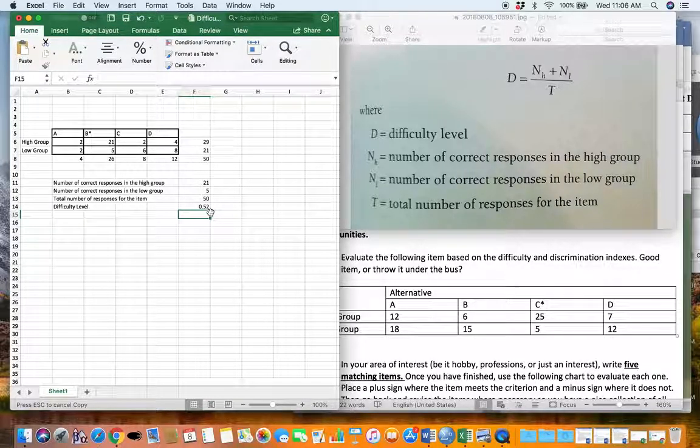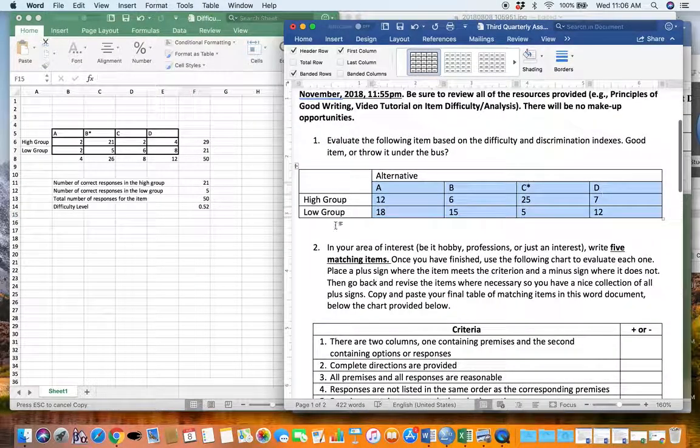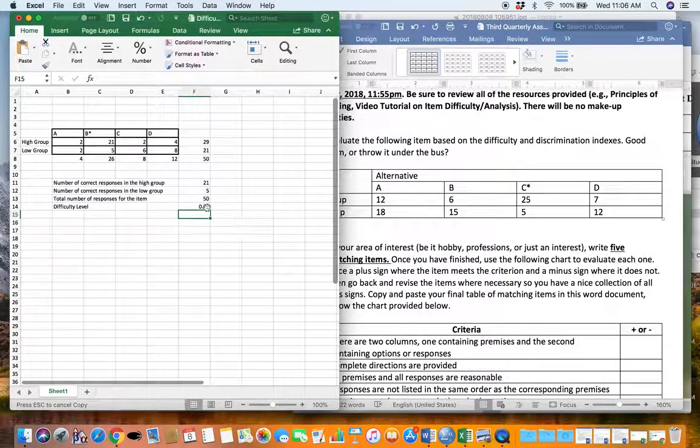For example, if the difficulty level is 100%, this means that everyone got the item correct. So this is a far too easy item if this was, say, 1.00 or 100%. But if your difficulty level equals 0, this would mean that everyone got the item incorrect. So this would be a very, very difficult one. In your assignment, this is just another example, so interpret what this difficulty level means. You'll get a different number, obviously, for this assignment.